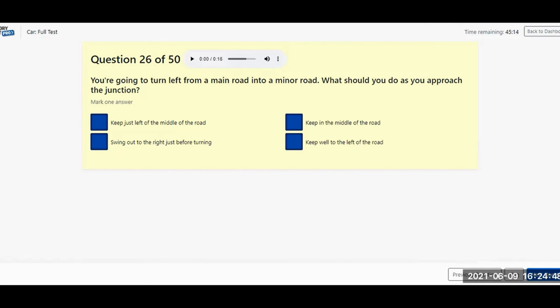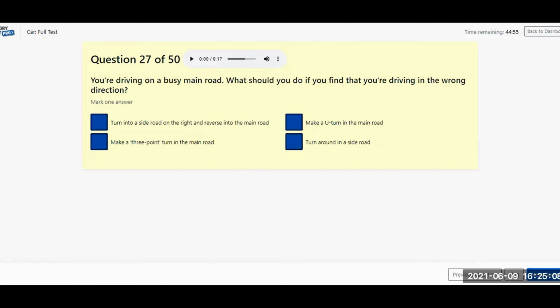So you are going to turn left from main road into the minor road. What should you do as you approach the junction? That is the right answer. Keep well to the left of the road if you're turning left from major to minor.